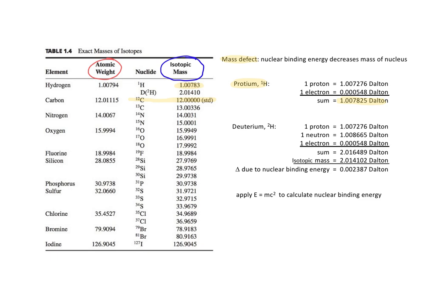With deuterium, which contains a proton and a neutron in the nucleus, note that the sum of the components of a deuterium atom is very slightly greater than the actual isotopic mass. And the difference is due to nuclear binding energy, which can be calculated by applying the famous Einstein equation E equals mc squared.